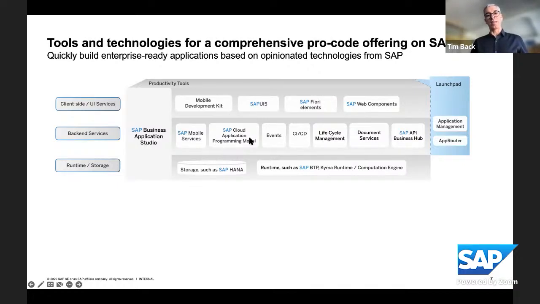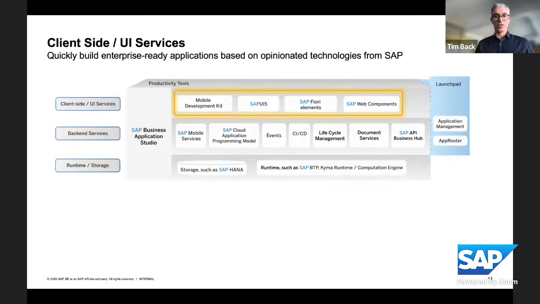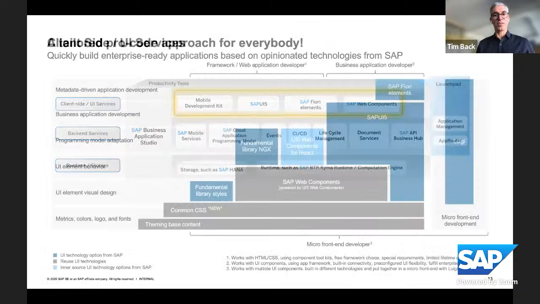The back end, it's mainly going to be about Cloud Application Programming Model, or in short, CAP. And then the tool that actually handles all of them, the SAP Business Application Studio. So let's first go into the client side, the UI services. So again, this is the stuff that's up there, right, in the same picture.